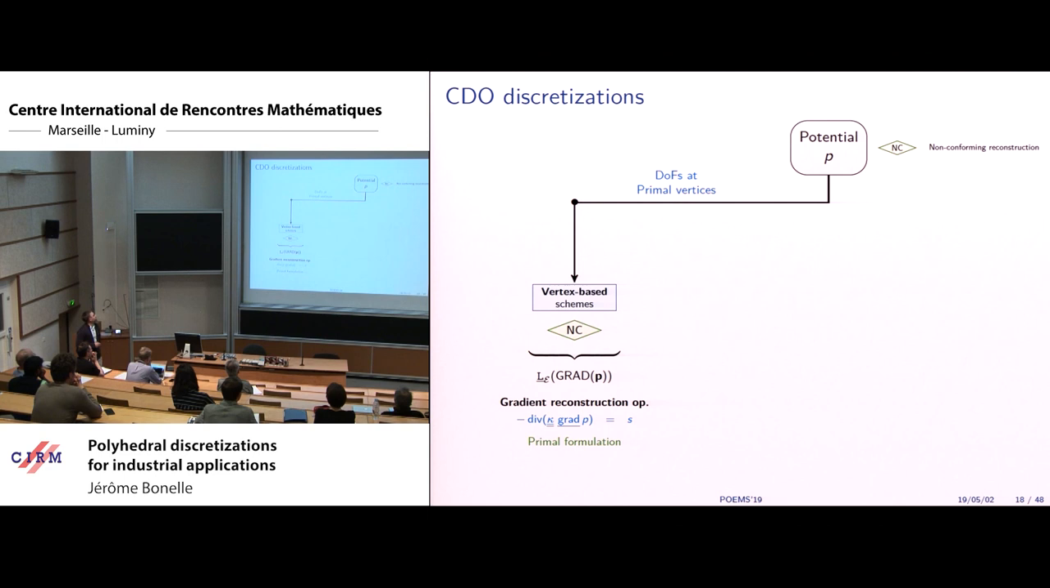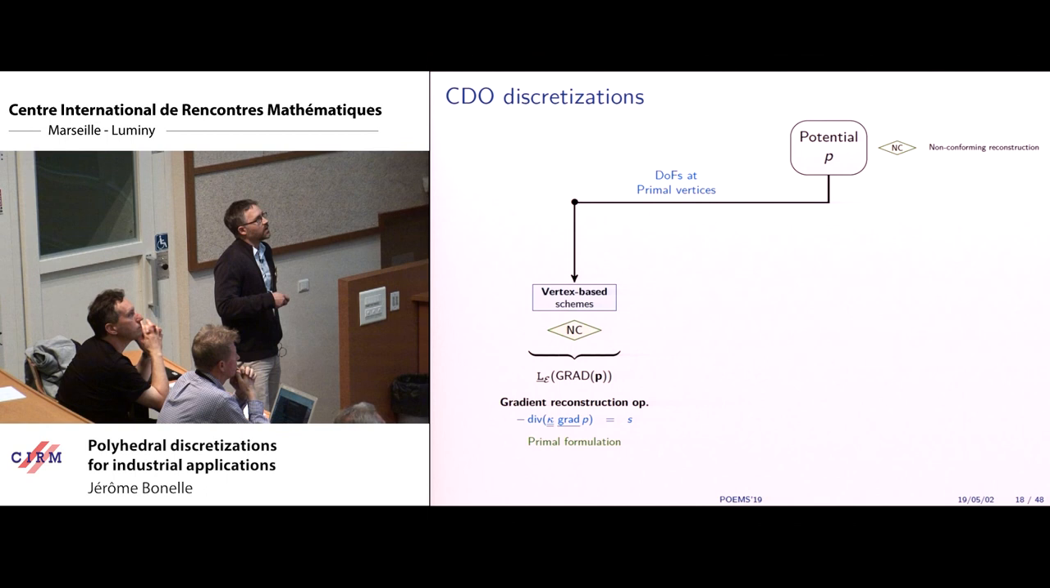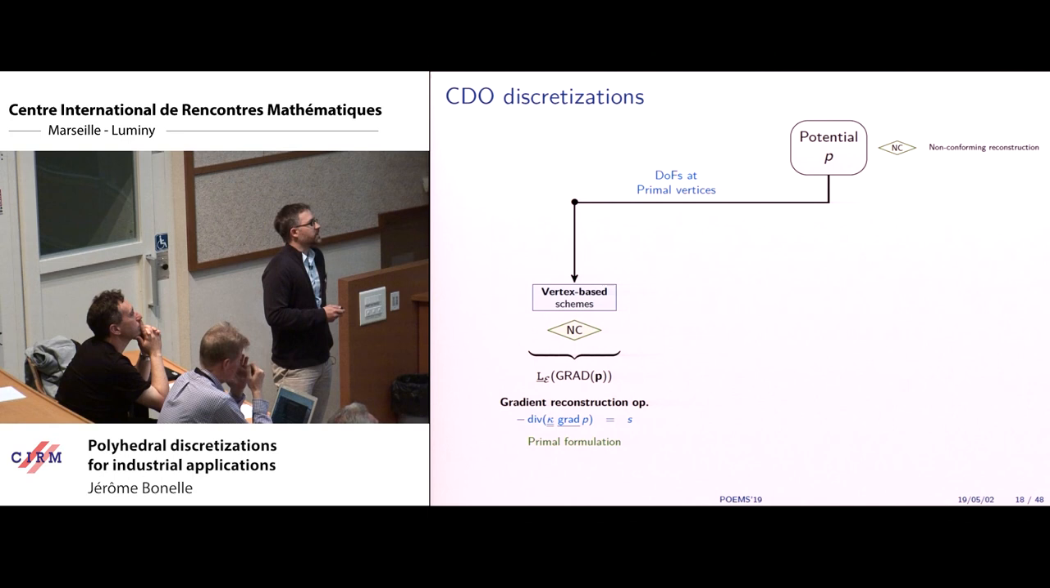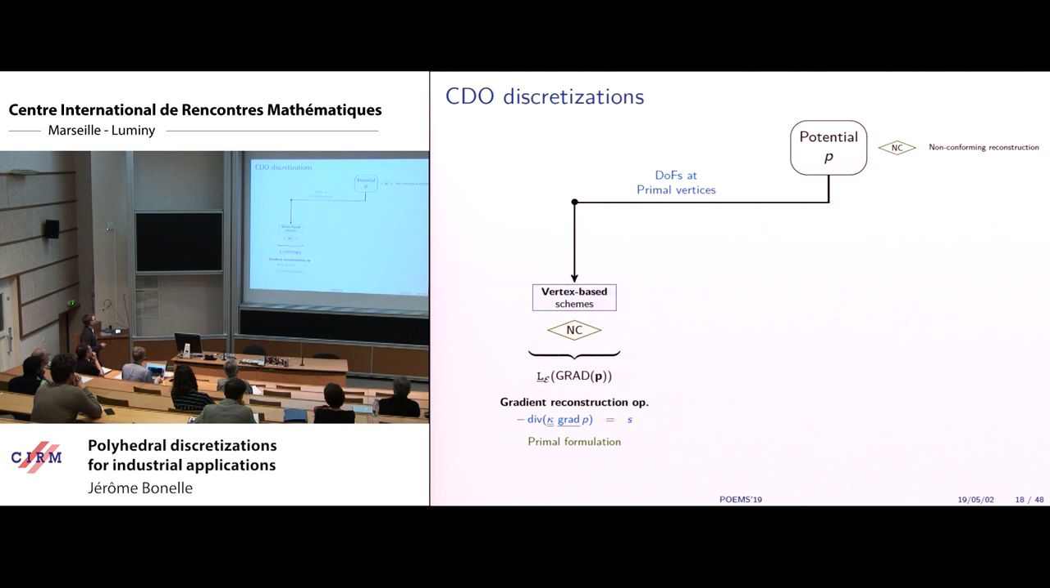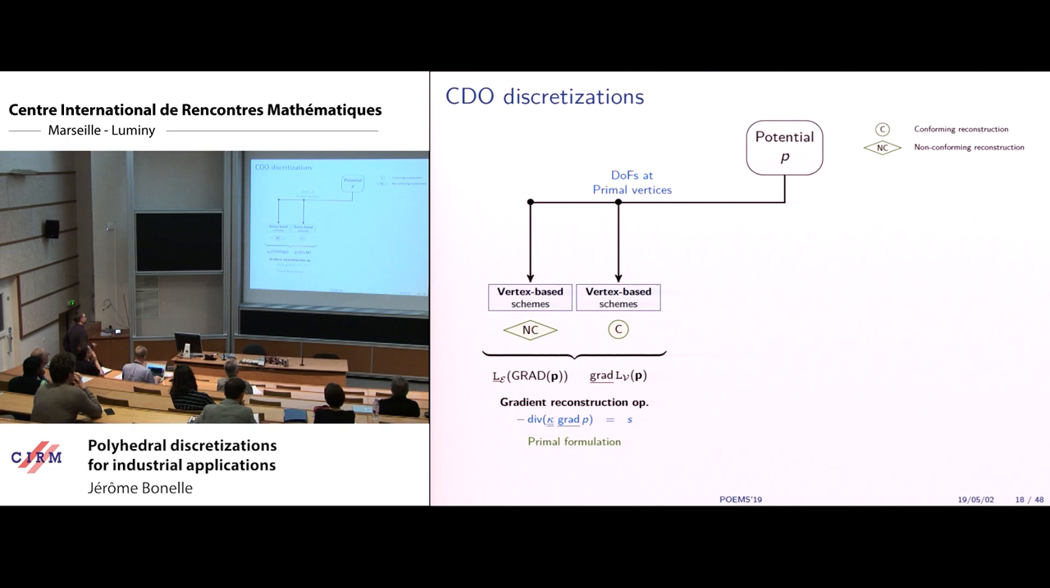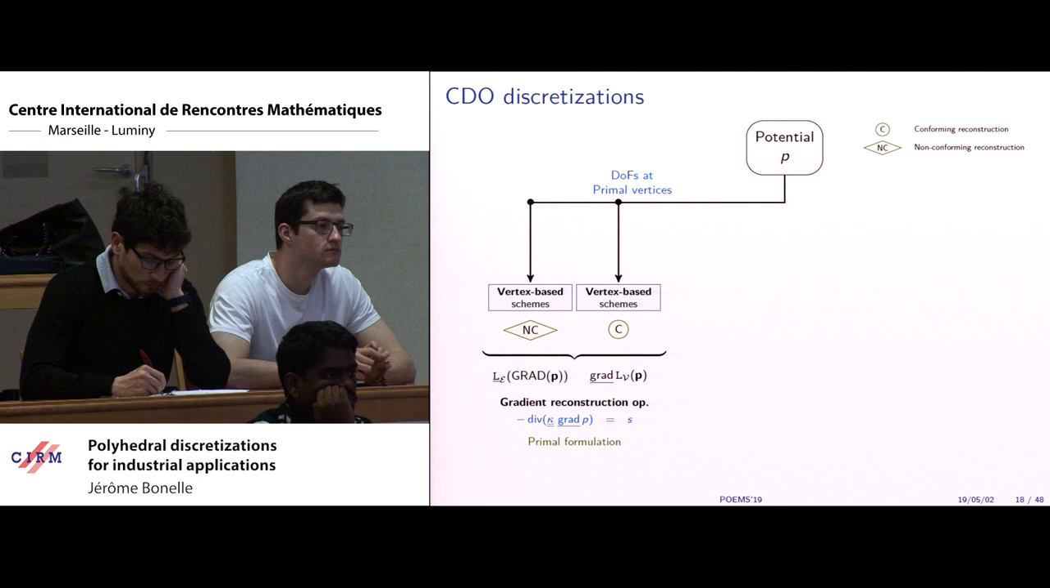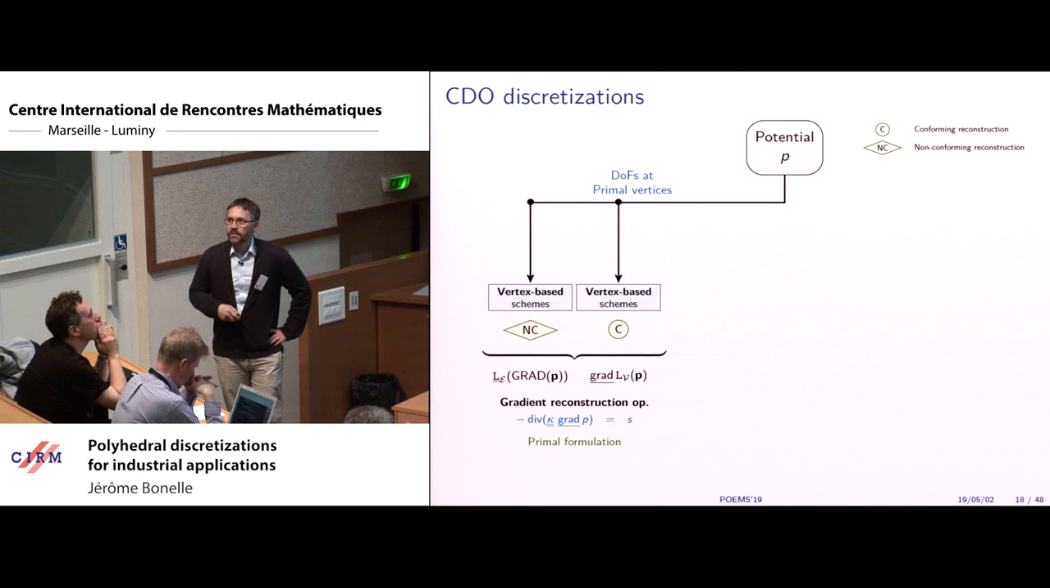So I will present to you all the CDO schemes that are available in Code Saturne. So the first choice is we have a potential. Where is it defined at the discrete level? If the choice is at primary vertices, we end up with vertex-based schemes. The key operator is a gradient reconstruction, and we can have a non-conforming reconstruction. This is here, and the starting formulation is a primal formulation. But we can also have a conforming reconstruction, and in this case, the key operator is also a gradient reconstruction, but specifically how to reconstruct the potential in a conforming manner.